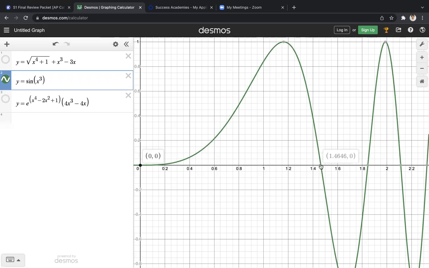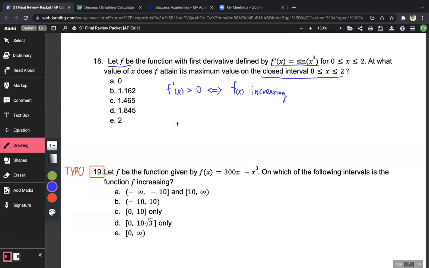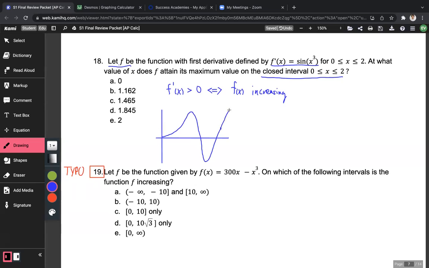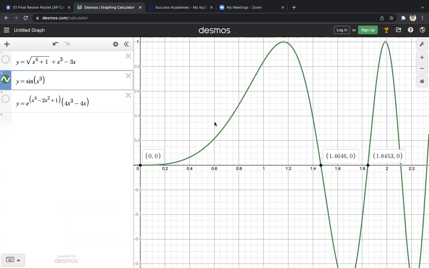1.465. At that point, we're going to have a horizontal tangent line because our slope is going to equal 0. So I'm actually going to make a little rough sketch here. I do very much mean rough. My derivative looks something like this. Spike up, go back down, and then it's going to come up briefly again to about the same point at x equals 2. So there's 2, there is 1.465, and that other 0 occurs at 1.845.